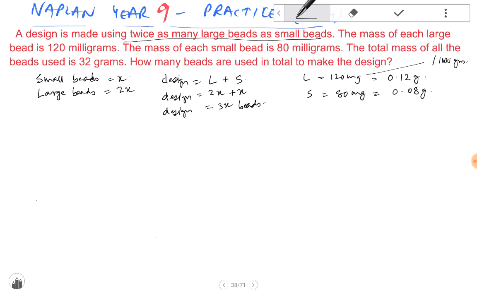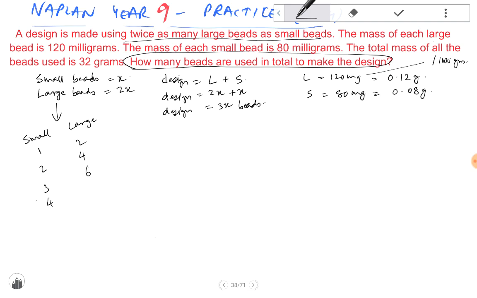Now, the question that has been asked is how many beads are used to make the entire design? How many beads are used in total to make up the design? So this part of the question is telling us that if we had one small bead, the number of large beads used would be 2. If we had 2 small beads, we will need 4 large beads. If we had 3 small beads, we would need 6 large beads. If we had 4 small beads, we would need 8 large beads, and so on to complete the design.